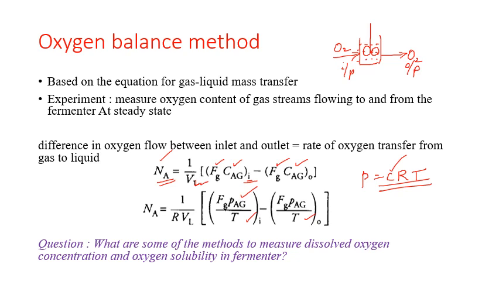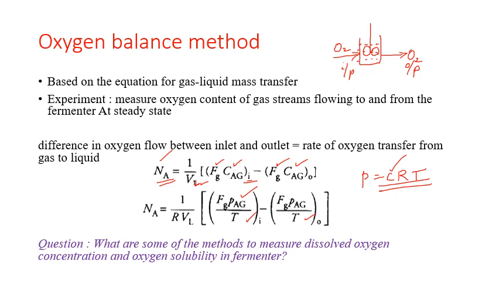The procedure is very simple. You measure the oxygen that goes into the reactor, and measure the oxygen that comes out of the reactor. The difference between the input and the output oxygen concentrations will give you how much oxygen is transferred into the bulk liquid from the gas phase.